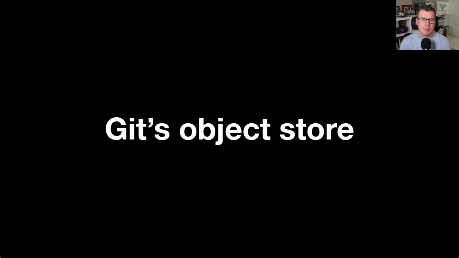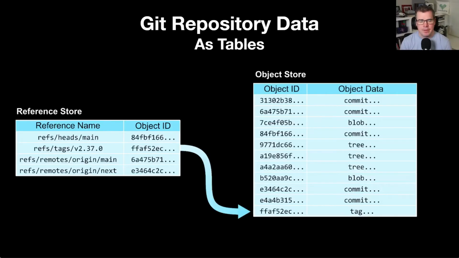Let's start at the beginning with Git's object store. The main storage of Git repositories can be considered as two database tables. The object store has two columns, an object ID and object data. For a given row, the object ID is the hash of the object contents column. This makes the object store a form of content addressable storage. It's not too helpful to need the contents of what you're looking for before you find it, so Git has another table providing starting pointers.